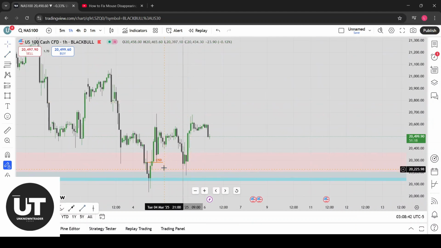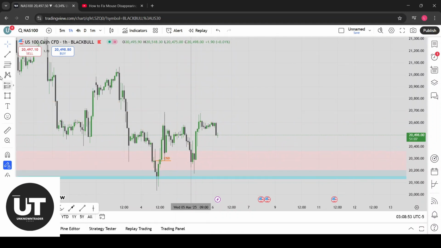I understand that, okay, we closed above this change in state. So what's the price delivery now? I'm bullish coming into the next day, which is this day right here. I understand I'm bullish. Now what could I possibly target? One, this high right here. It's the closest liquidity to me. Two, this high right here. It's the second closest liquidity to me.